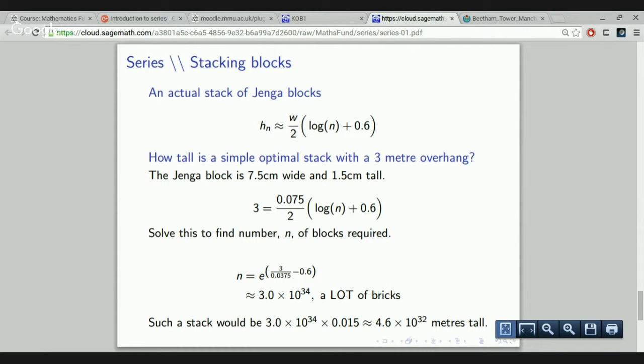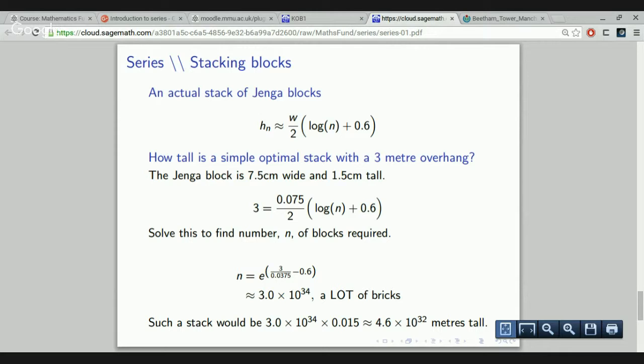n is 3.0 times 10 to the 34. So 10 to the 34 is 1 followed by 34 zeros. It's an enormous number. I'm sure it's well bigger than the number of atoms there are in the known universe, or something like that. So we need an awful lot of bricks to build this tower, which only overhangs approximately to here from the edge of the table. How tall would that tower be?